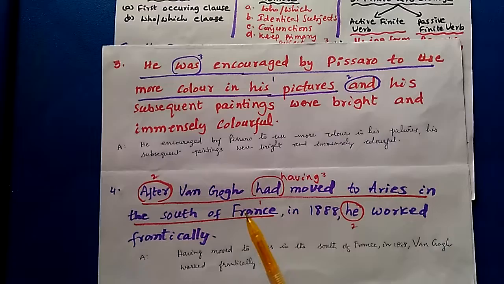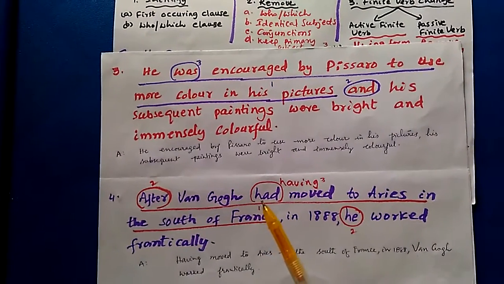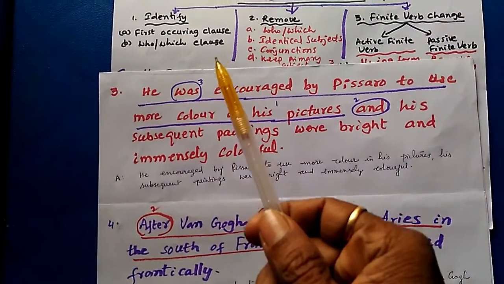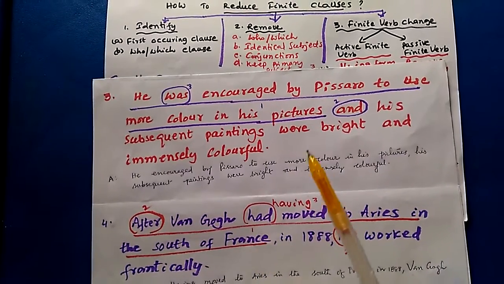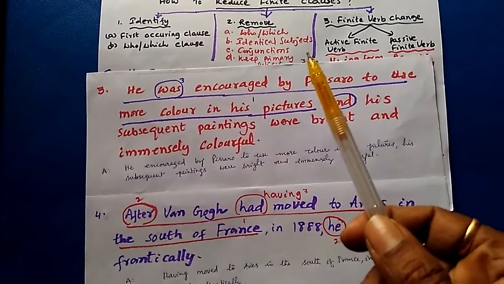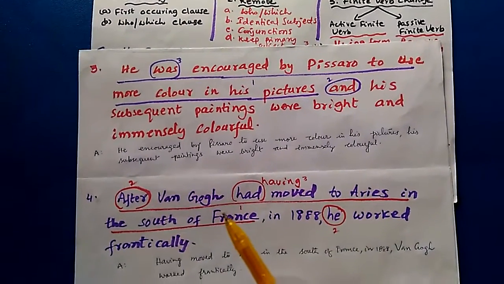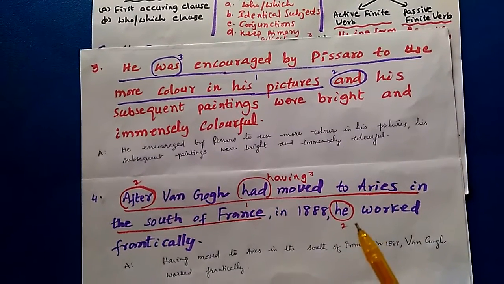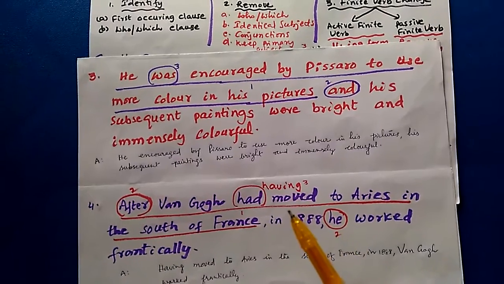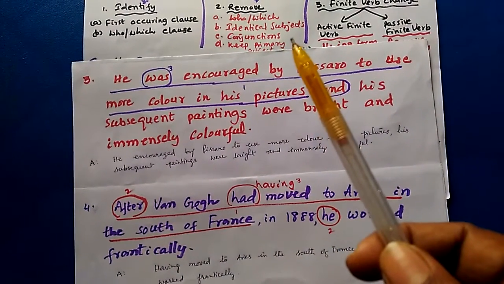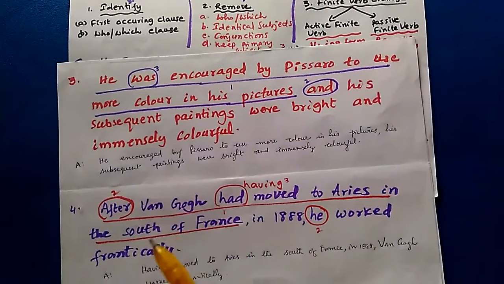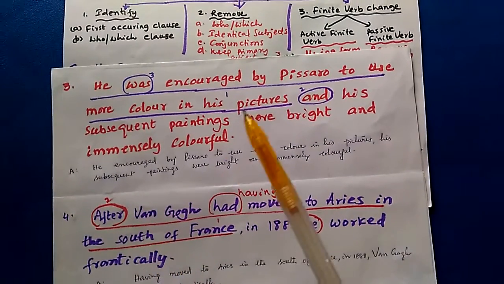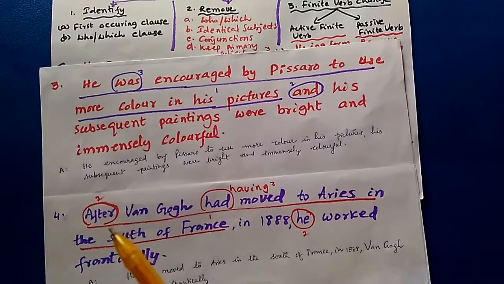Now, textual example number 4. By close observation, we can know that the underlined part is the first occurring clause. So this is rule number 1. And rule number 2, we have to remove identical subjects. Here the identical subjects are Van Gogh and he. Here it is a pronoun, there it is a noun. So we have removed this pronoun here. And here the conjunction, if any, is after. So after is the conjunction, so it also falls under the category of removal. So this also forms rule number 2.